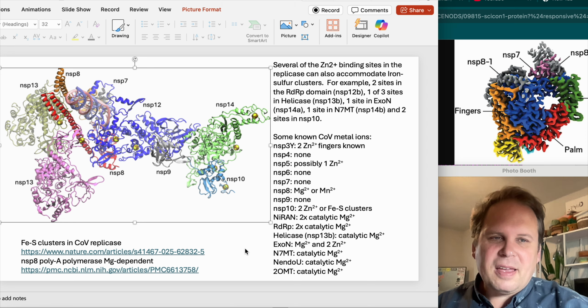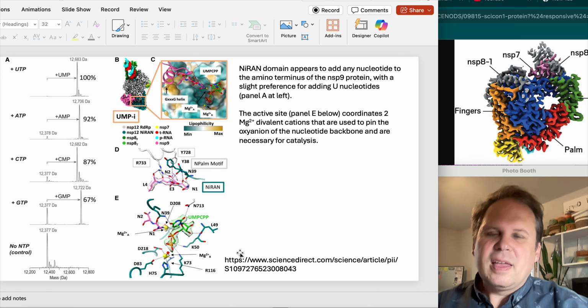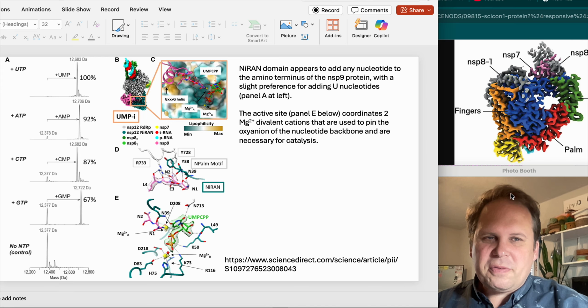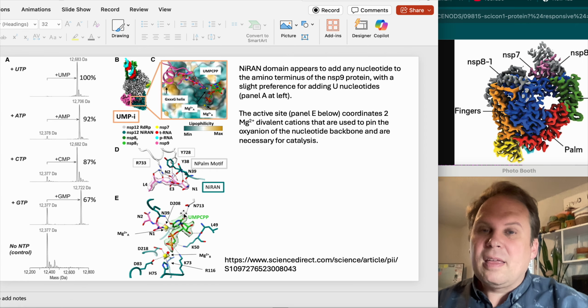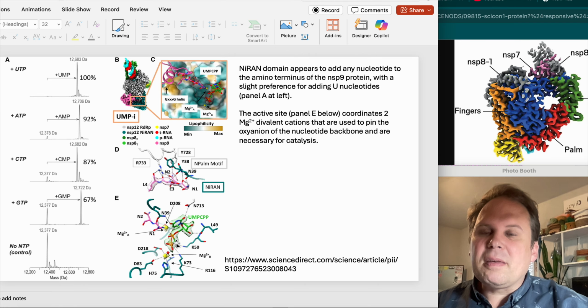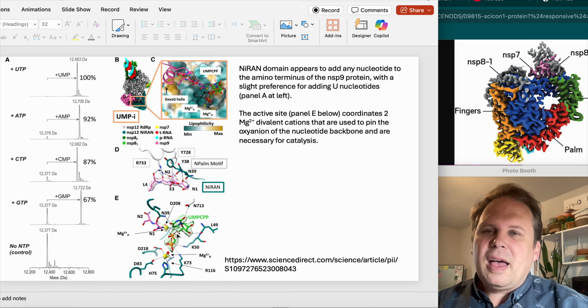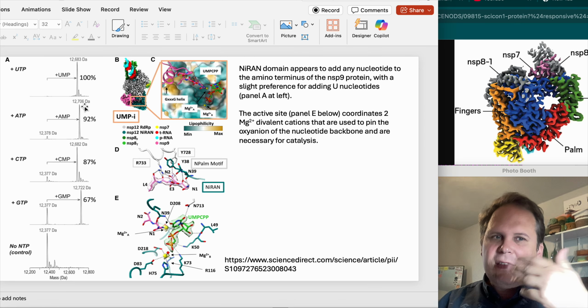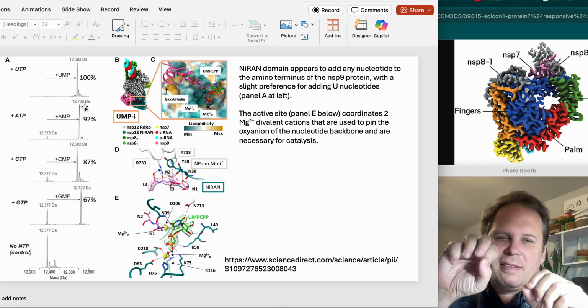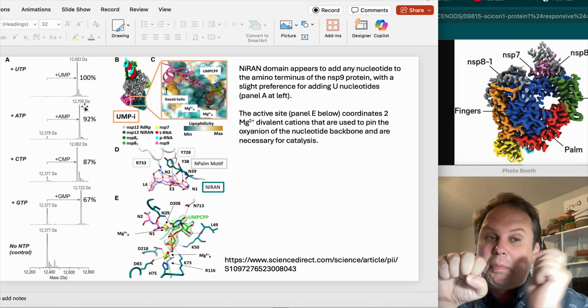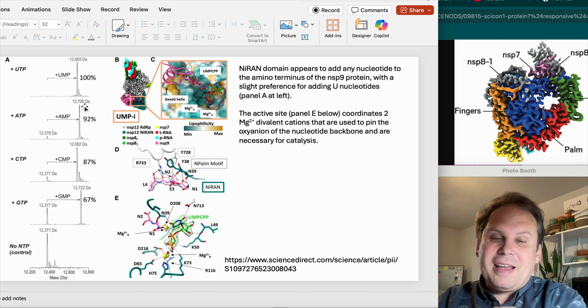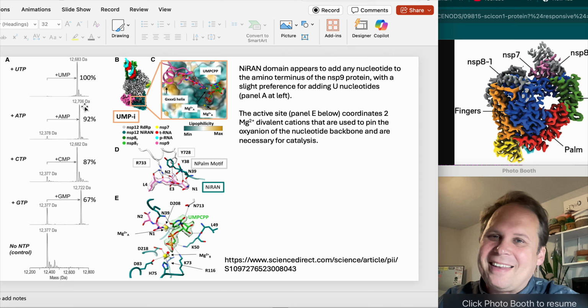Let's look at them one at a time. All right. Here's the first one. This is the NiRAN domain. Here are the two magnesiums. It's these nice little yellow dots right here. This also shows that if you feed UMP and NSP9 there, it will put all the UMP onto NSP9. It really loves doing that.